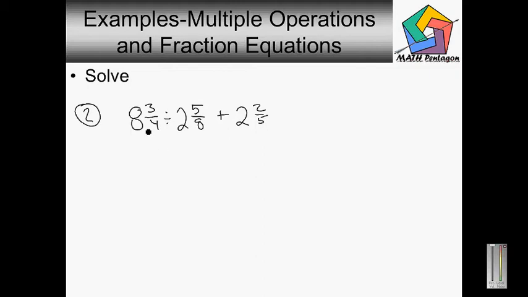First, I want to convert all these mixed numbers to fractions. So 4 times 8 is 32, plus the 3 is 35, so we have 35 over 4 divided by 8 times 2 is 16, plus the 5 is 21, so we have 21 over 8. Okay, so this has to be flipped over, so the reciprocal, so 35 over 4 times 8 over 21.